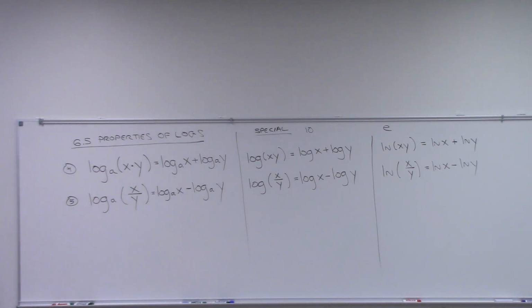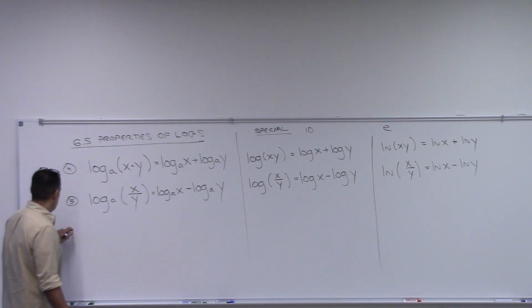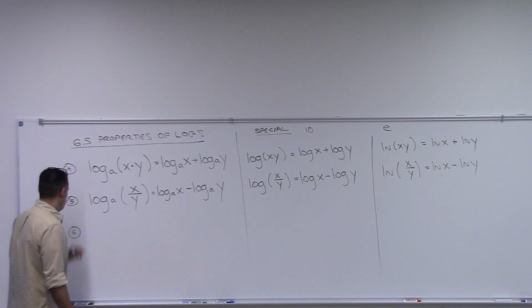Okay, y'all doing all right? There's only 32 properties, so we're getting there. I'm kidding, there's not. We're almost done.